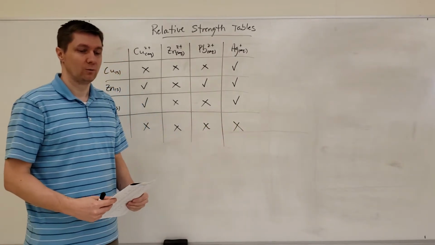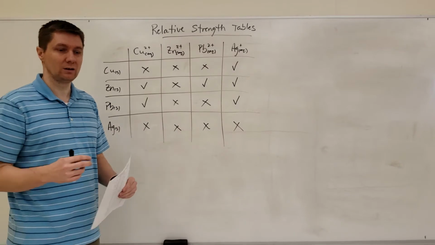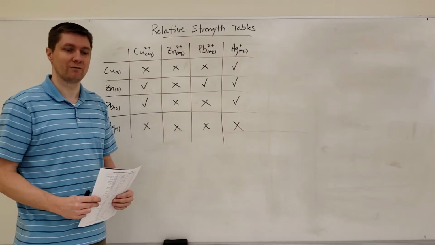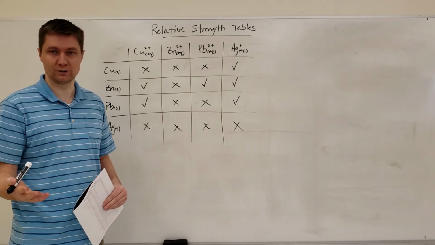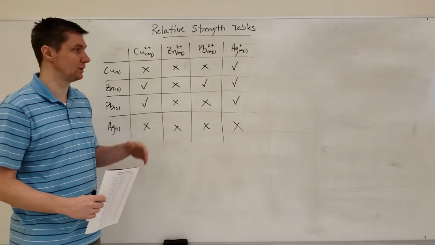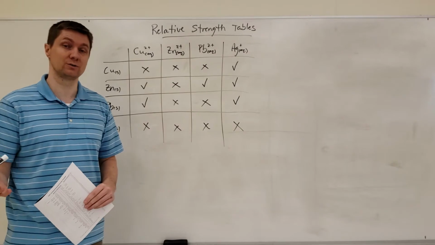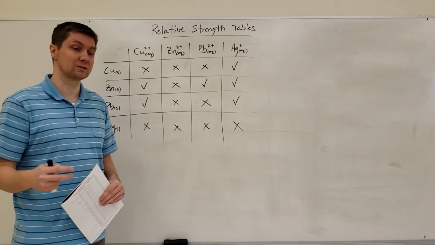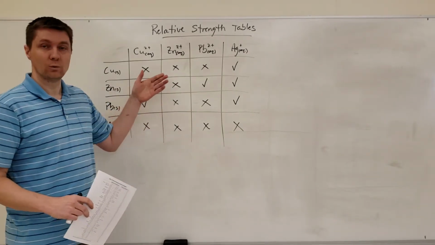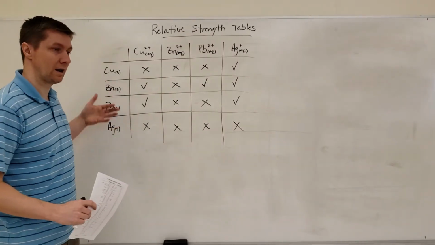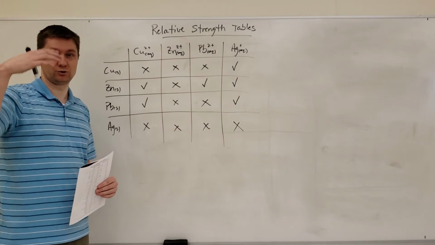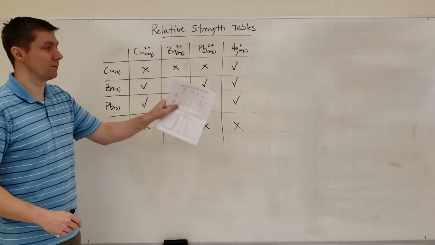And so we can fill these charts in quite quickly just by using this reduction half reaction table, and then we can be asked questions about which one is the strongest oxidizing agent of the group, which one is the strongest reducing agent. You can even be asked to rank the oxidizing agents from strongest to weakest, or also rank the reducing agents from strongest to weakest using the information in this chart.